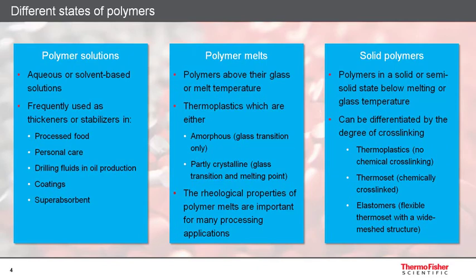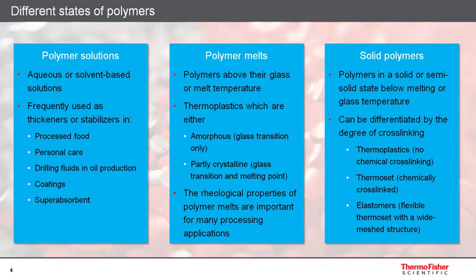Polymers can occur in different forms and states. When dissolved in water or any other solvent, they are frequently used as thickeners or stabilizers in many products. These include processed food, personal care products, drilling fluids for oil production, paints, inks and coatings, or superabsorbents.